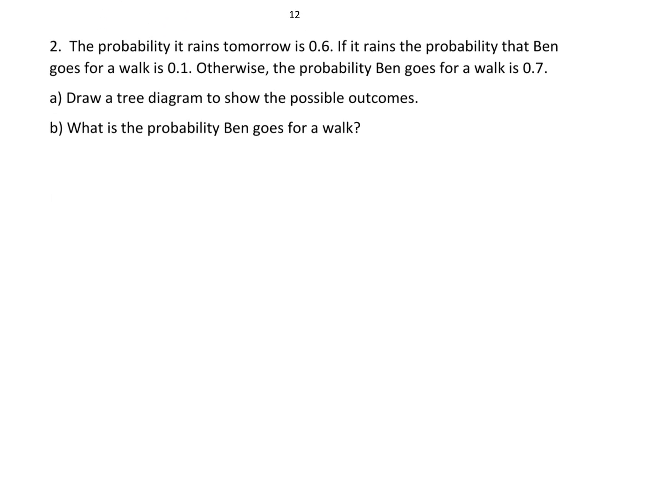Okay, question 2. The probability it rains tomorrow is 0.6. If it rains, the probability that Ben goes for a walk is 0.1. Otherwise, the probability Ben goes for a walk is 0.7. Part A, draw a tree diagram to show the possible outcomes. First step, what are the events? The events are that it rains or not. So, probability of rain or no rain. The second event is that Ben goes for a walk or not.